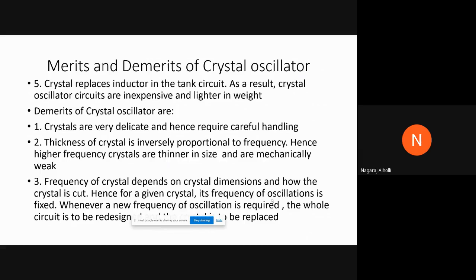The frequency of the crystal depends on the dimensions of the crystal and also on the orientation of the crystal structure. Hence, for a given crystal, the frequency of oscillation is fixed. If we want a different frequency, then we have to change the entire circuit and replace the crystal with a new crystal. So these are a few of the disadvantages of the crystal oscillator.